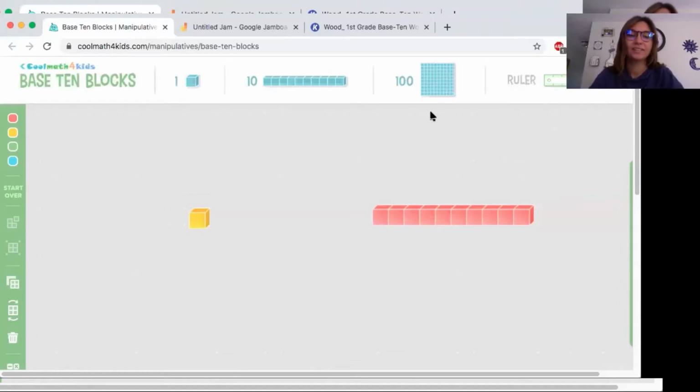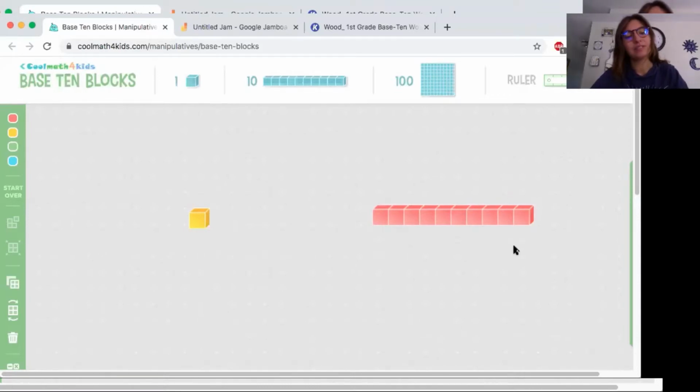Okay, let's get started. See this cube? Do you know what the value of the cube is? This cube is worth just 1 unit. How about this long set of cubes? The long set of cubes is worth 10 units. This is because the long cube is made up of 10 individual cubes. We call this a base 10 block. Let's count them. 1, 2, 3, 4, 5, 6, 7, 8, 9, 10.